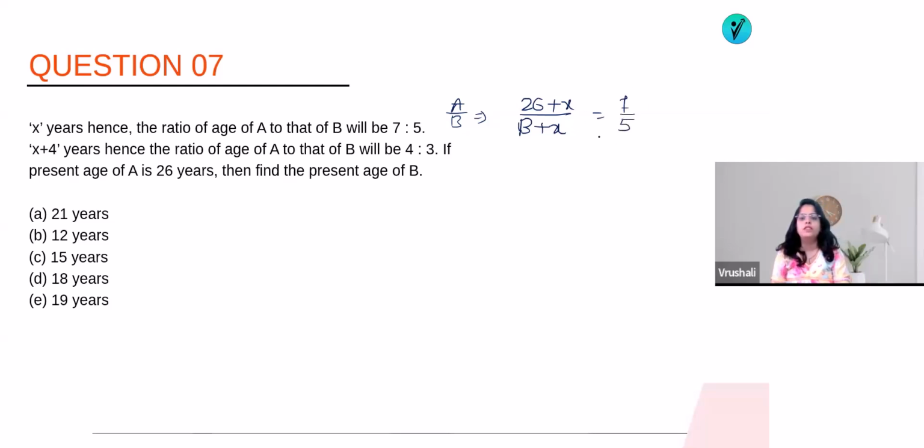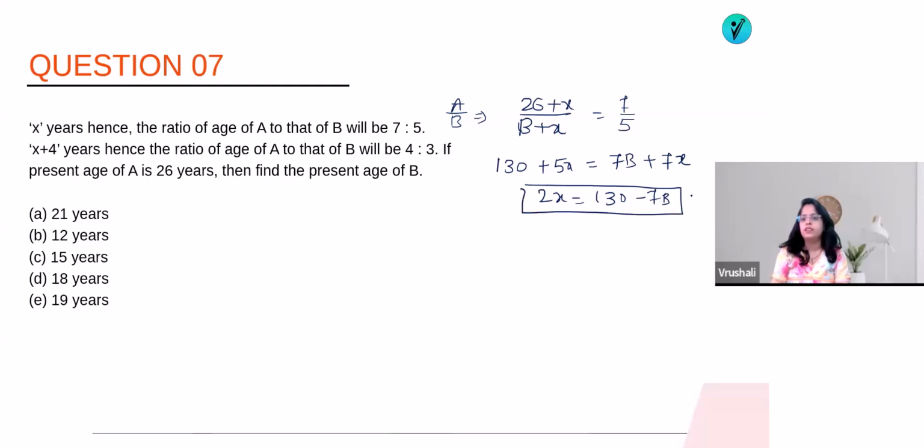So if you solve this equation, what will you get? 26 5s are 130 plus 5x is equal to 7b plus 7x. So 7x minus 5x means 2x is equal to 130 minus 7b. This is our first equation.